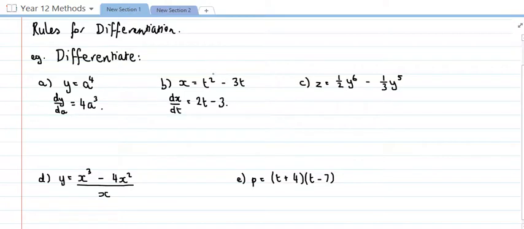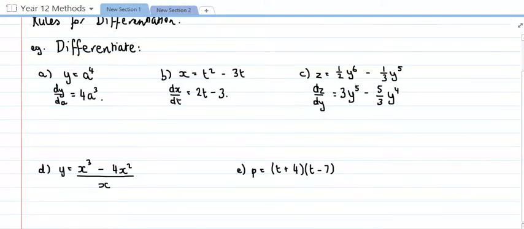So again, power is going down the front and then decrease the power by 1. And with this term here, the 1 goes in the front and then it decreases to 0, so the t just disappears. The next one should be dz dy. So the 6 goes out the front with half. Half of 6 is just 3y to the power of 5. Okay, the 5 goes out the front with the 1/3, so it becomes 5/3 y to the power of 4.